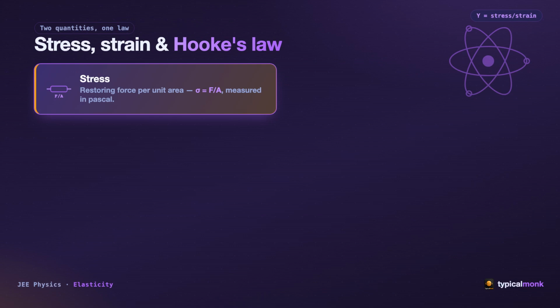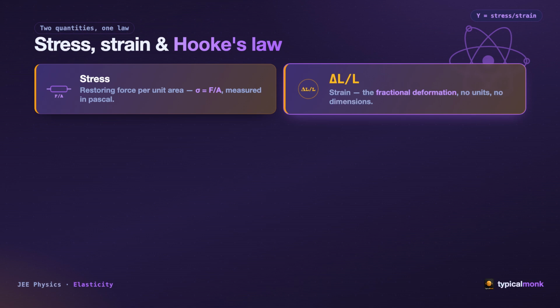Let us start with the two quantities everything else is built from. Stress is the restoring force spread over unit area. Force divided by area measured in Pascal. Squeeze it, stretch it, shear it, the units never change. Strain is the fractional deformation it causes, change in length over the original length. Notice it has no units and no dimensions at all, because it is one length divided by another.